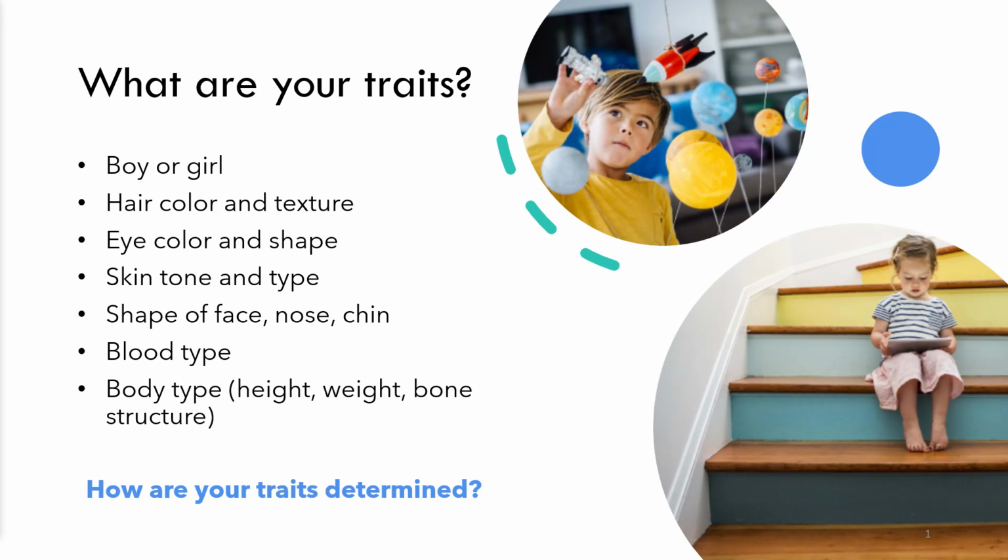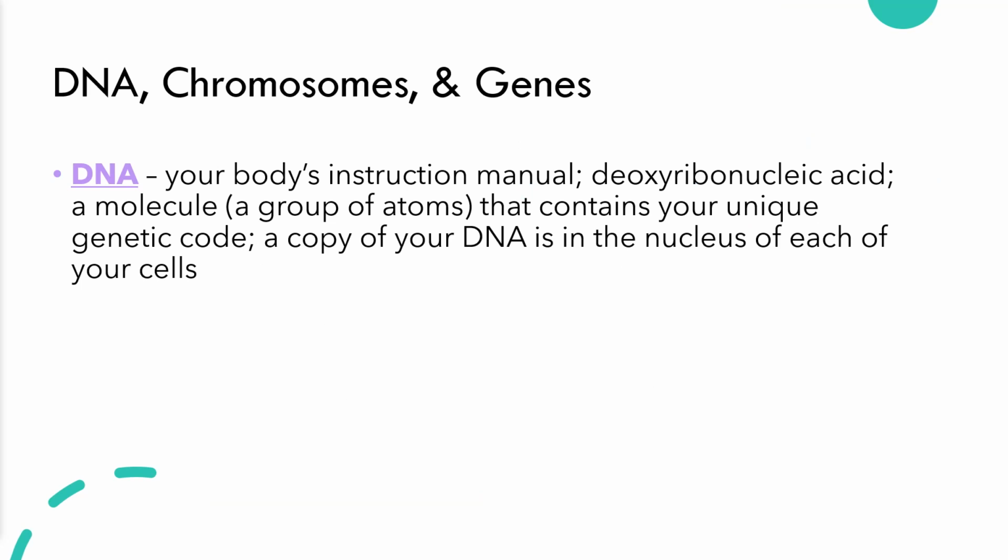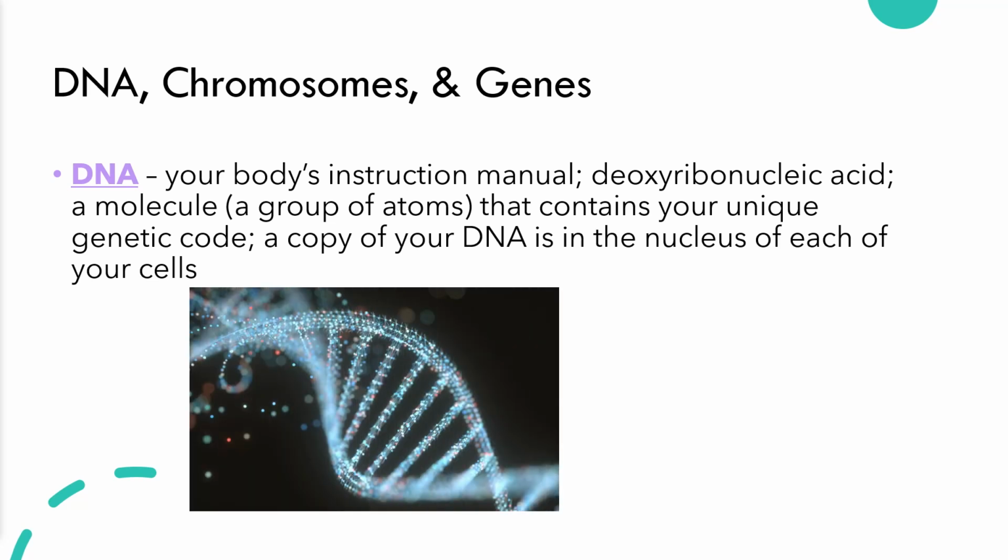What makes you, you? To understand where your traits come from, first we need to understand DNA, which is like the instruction manual for your body. DNA stands for deoxyribonucleic acid. You don't have to memorize that. DNA is the molecule or group of atoms that contains your genetic code. DNA is sometimes shown as looking like this.